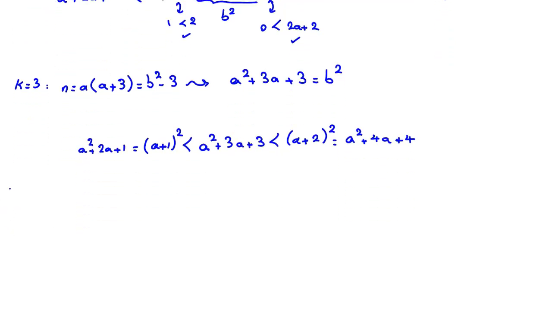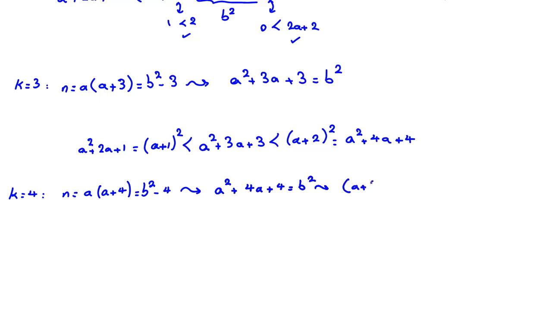Now let's check k equals 4. n is a times a plus 4, equal to b squared minus 4. And then it will be a squared plus 4a plus 4 equal to b squared. This one will be a plus 2 squared equal to b squared. So we will see there are infinitely many a's that satisfy, giving many k numbers. Why? Because, for example, if a is 1, then n equals 1 times 5, which is 5. If a is 2, n equals 2 times 6, 12.